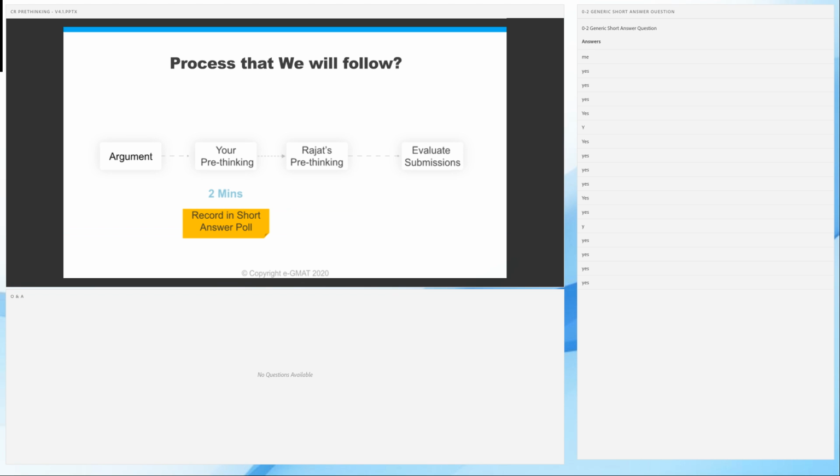Okay, so this is the process that we're going to follow. I'm going to give you an argument, and I'm going to give you about 2 minutes. This is going to be a bare bones argument, no answer choices. All you have to do is read the argument, find the conclusion, and tell me what the author assumes here. That's it. Then we're going to look at your pre-thinking, and then I'm going to go through my process of pre-thinking, my thought process, and we're going to evaluate a couple of submissions if necessary.